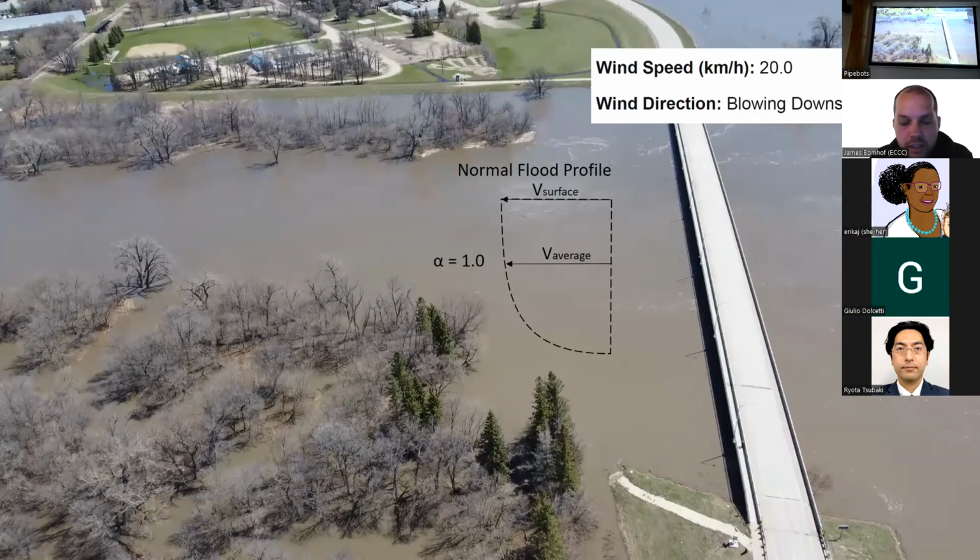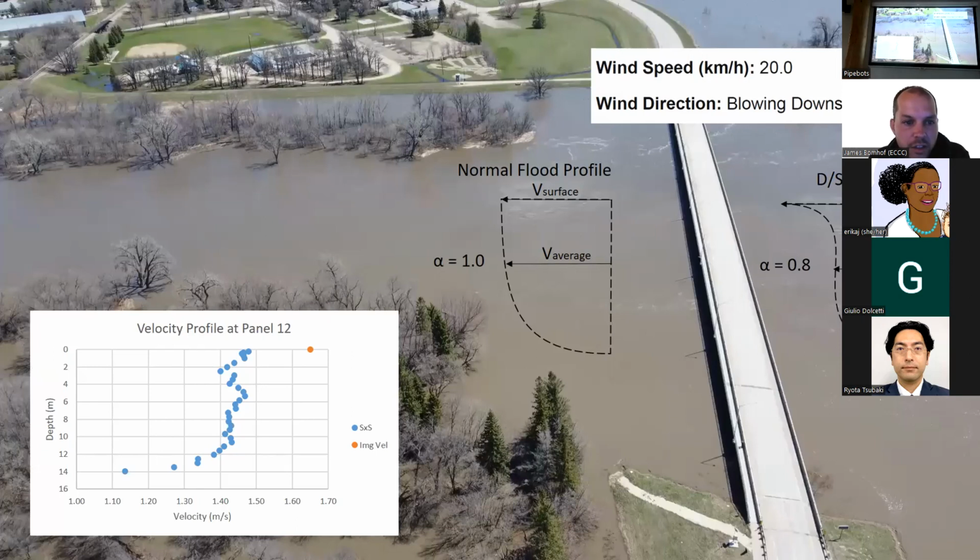And this is where it gets into alpha coefficients. This is a normal flood profile where alpha is typically 1 for a river like this in flood. But with wind, you're going to get skewing of the surface velocity, which will then skew the alpha. So I did a comparison of one of the panels from the ADCP, basically in the middle of the river. This is velocity on the x-axis and depth on the y-axis. The blue is the ADCP velocity measurements, and the orange dot is the image velocimetry surface velocity.